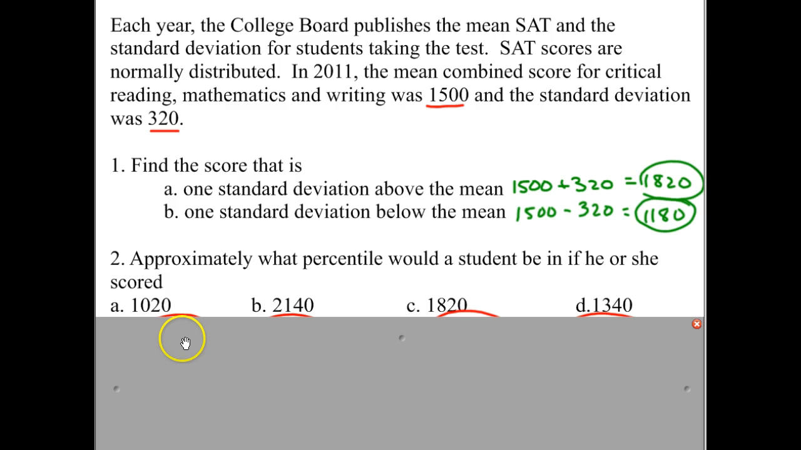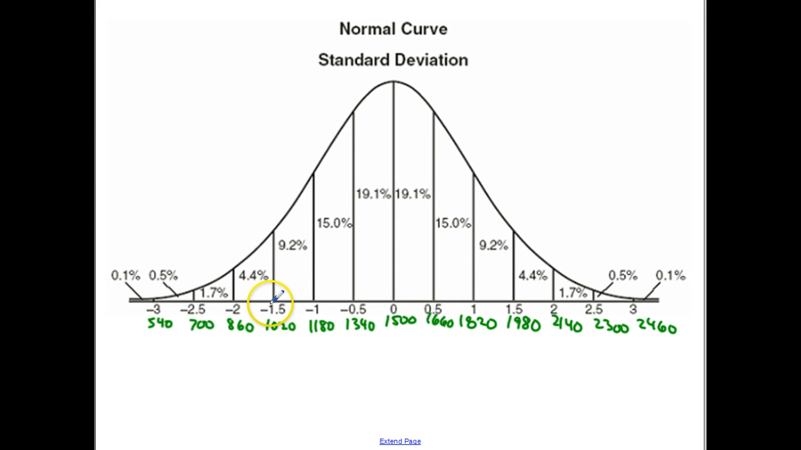The first question says, what percentile would a student be in if he scored a 1020? Well, we have to find 1020 on our chart. So let's hop over here and find 1020. If I'm interested in what percentile, clearly they're below average, right? So what I need to do is take everything below 1020. It's going to be a score that is below average. I need to add up all those percents, the 0.1, the 0.5, the 1.7, and the 4.4. Grab your calculator or your head and add up all those percentages. Then play the recording when you've got it.